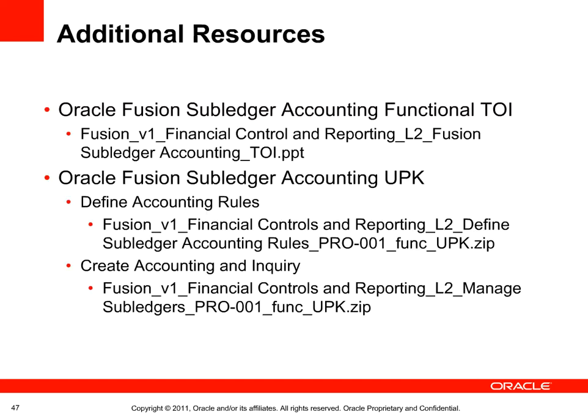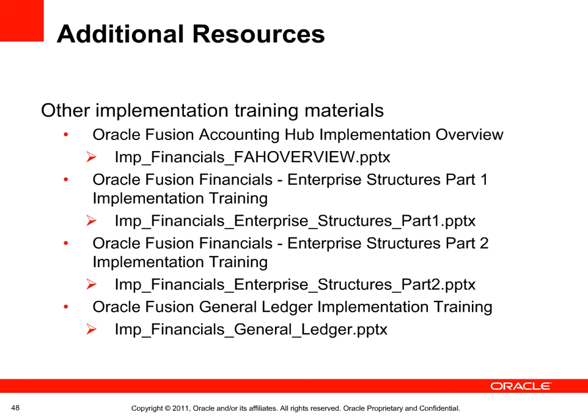Additional resources. Additional training materials include Oracle Fusion Subledger Accounting Functional TOI, Oracle Fusion Subledger Accounting UPKs, including Define Accounting Rules and Create Accounting and Inquiry. Other implementation training materials: Oracle Fusion Accounting Hub Implementation Overview, Enterprise Structures Implementation Training Part 1, Enterprise Structures Implementation Training Part 2, and General Ledger Implementation Training.